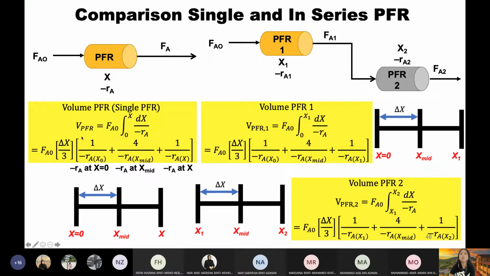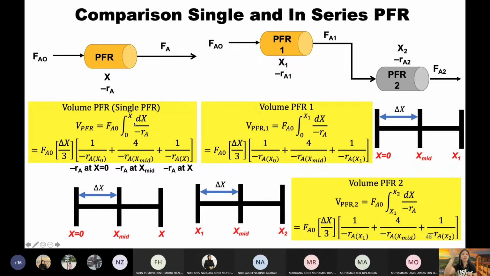Okay, so the volume of PFR for a single PFR is equal to FA0 integrating from 0 to X. Ingat, upper limit, bottom limit ni sangat penting untuk PFR sebab nanti penyiraan dia sangat really depends on your bottom limit, lower limit and upper limit. So why the lower limit is 0? Because single CSTR, the initial conversion adalah 0. It starts from 0. X, the upper limit is X because that's the final conversion the reactor will achieve.